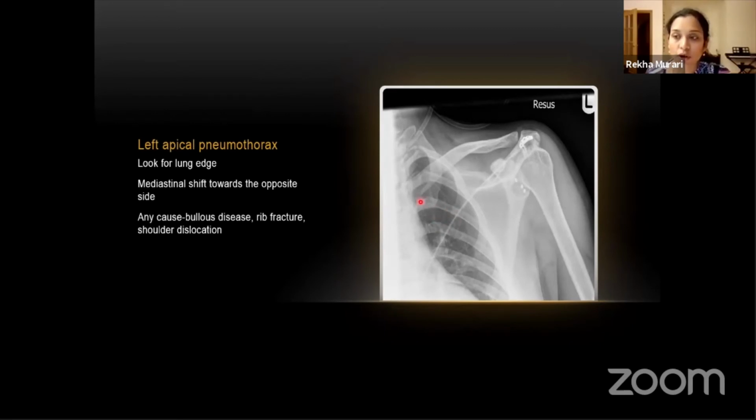And also importantly, when you see a pneumothorax, it can be spontaneous, but also look for any causative factor. Is there a bulla which has ruptured? Is there a rib fracture? Has the patient had a trauma or road traffic accident? And is there a fracture or a shoulder dislocation? Those are all quite relevant, because they can cause pneumothorax.